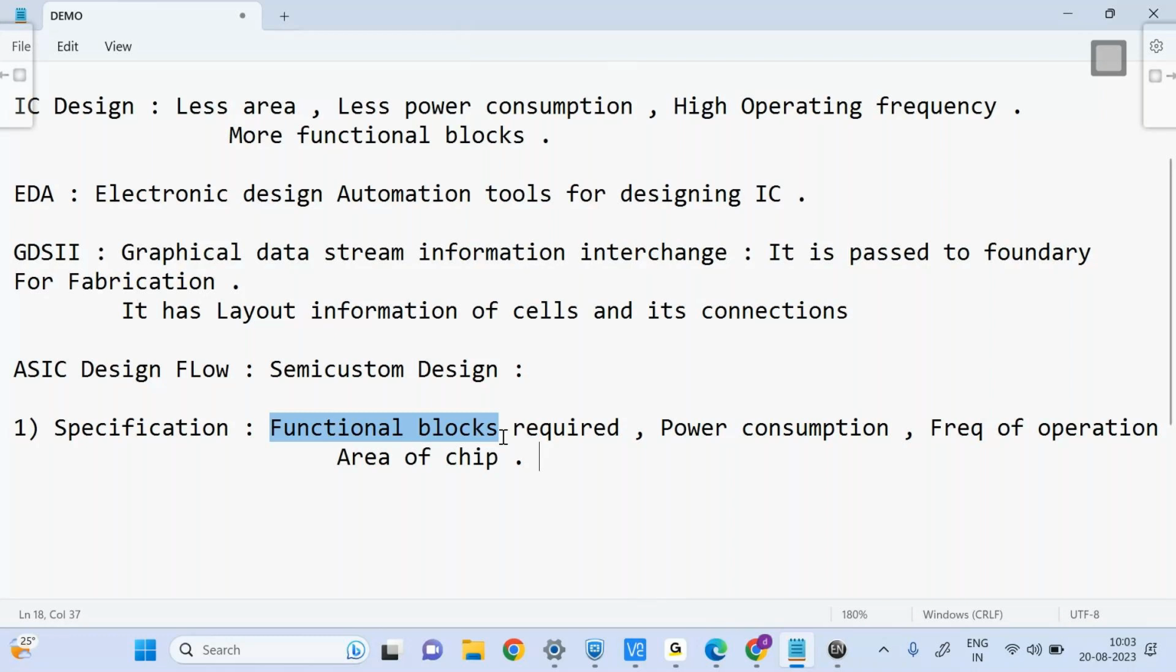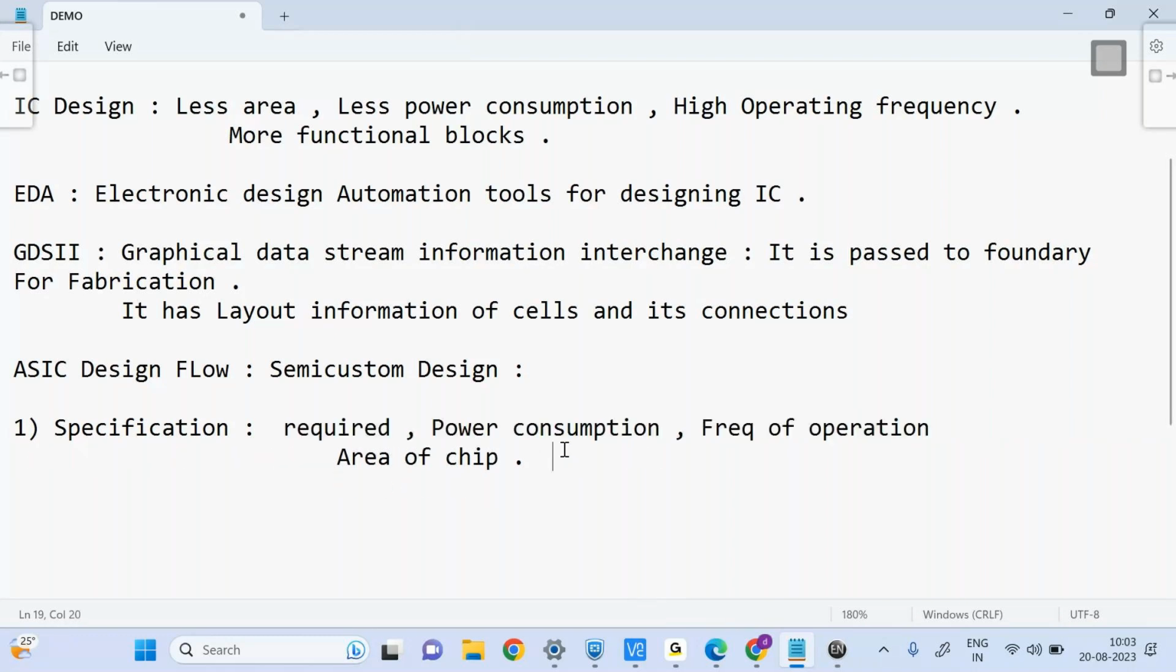So, to implement these functional blocks, that is called design entry. Design entry in semi-custom design, we are going to do from Verilog or VHDL. So we will do it in the form of Verilog or VHDL.